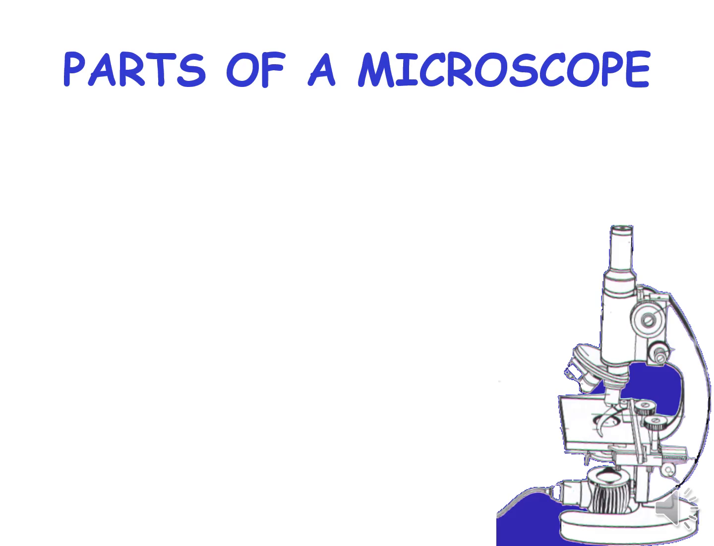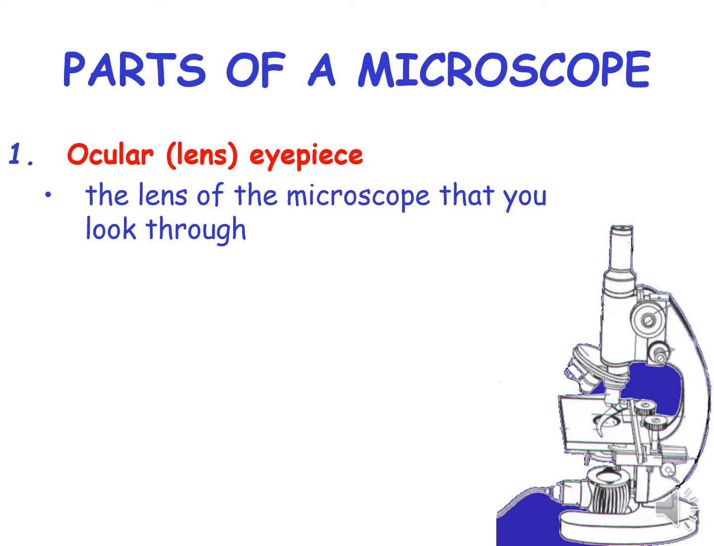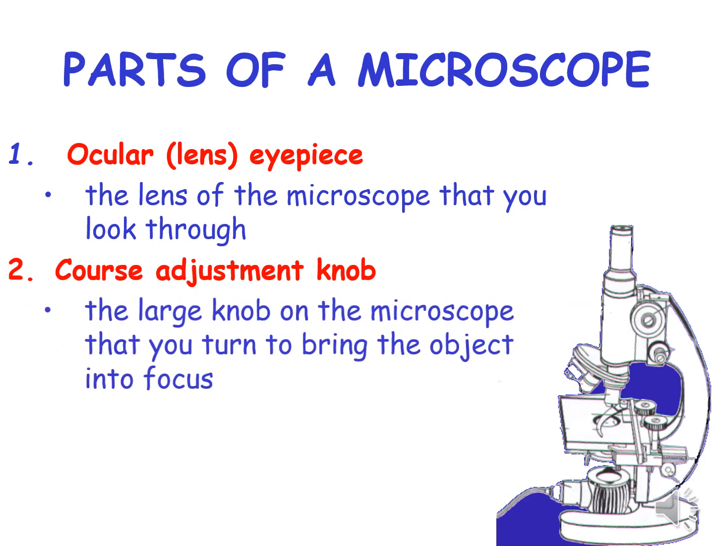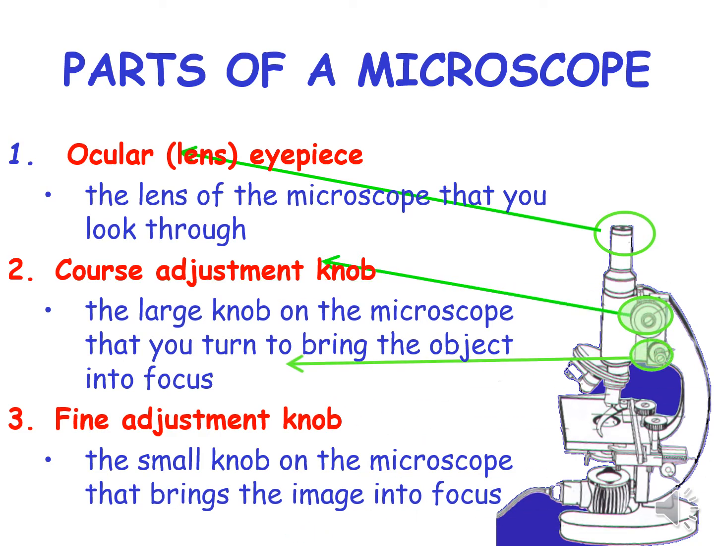Parts of a microscope. Ocular lens or eyepiece, the lens of the microscope that you look through. Coarse adjustment knob, the large knob on the microscope that you turn to bring the object into focus. Fine adjustment knob, the small knob on the microscope that brings the image into focus.